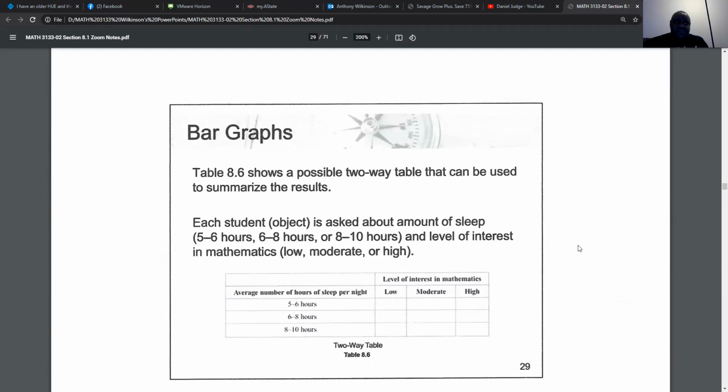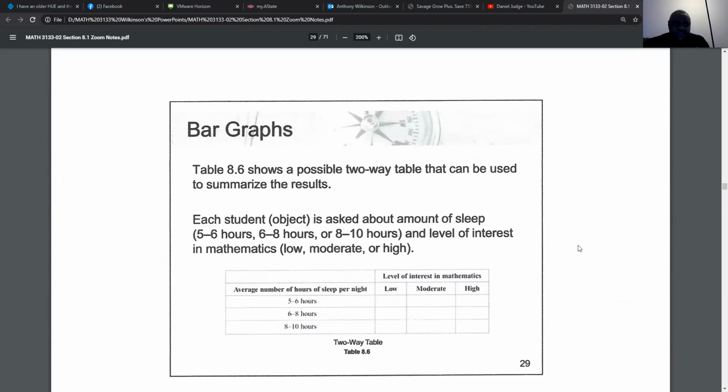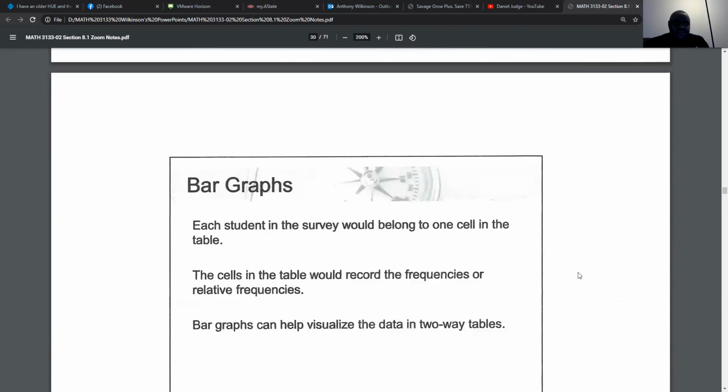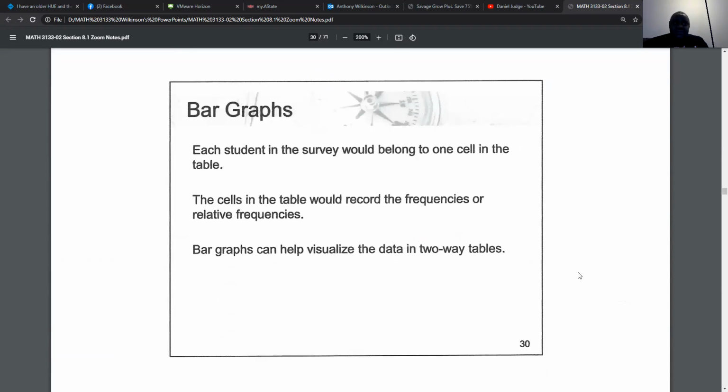Okay, so here's that two-way table. Each student or object is asked about the amount of sleep, which is like 5 to 6 hours, 6 to 8 hours, or 8 to 10 hours, and the level of interest in mathematics: low, moderate, or high. Each student would belong to one cell in that table, and the cells in the table would record the frequencies or relative frequencies. Bar graphs can help visualize the data in two-way tables as well.